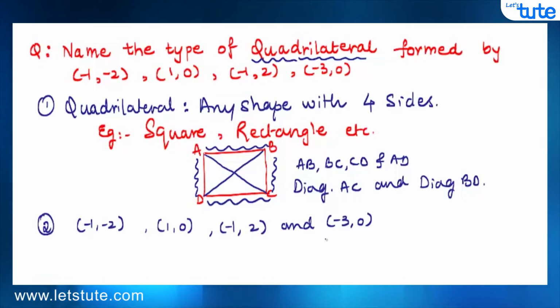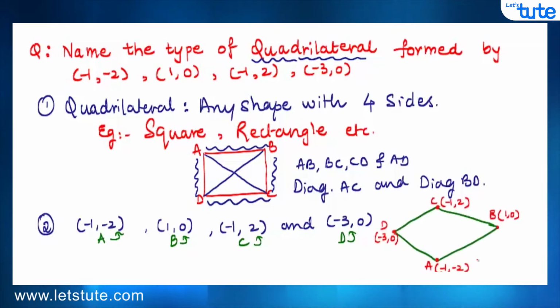Let us say there are 4 friends. Let their names be A, B, C and D, and they are assigned a position. A is assigned the coordinate (-1, -2), B is assigned (1, 0), C is assigned (-1, 2) and D is assigned (-3, 0). Suppose they are placed something like this. I have drawn this rough diagram just to make you understand that they might be standing in this way. To understand the positioning of these points more clearly, let's see the graph.